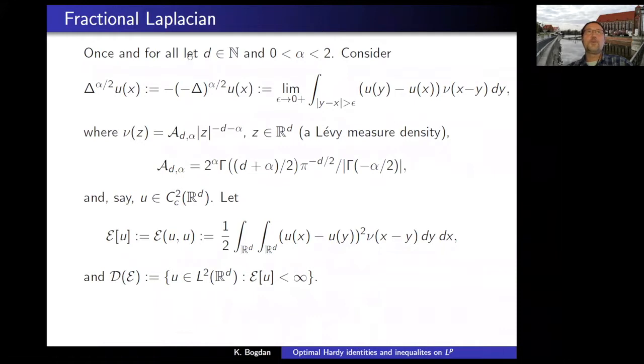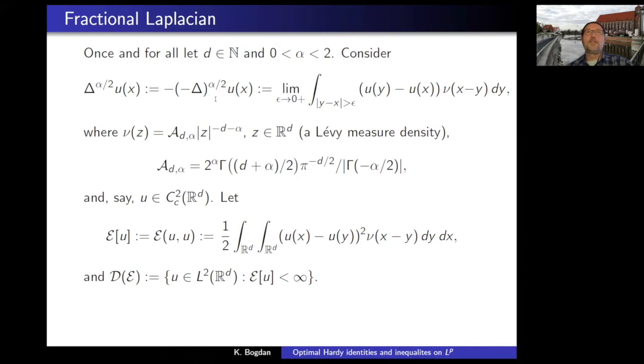So I want to talk about fractional Laplacian, because in this case we will have some sharp constants, so that's maybe enough convincing. But the general setting could be more general. So let's talk about fractional Laplacian on RD. Alpha is between 0 and 2. That's my notation. This is a more proper notation.